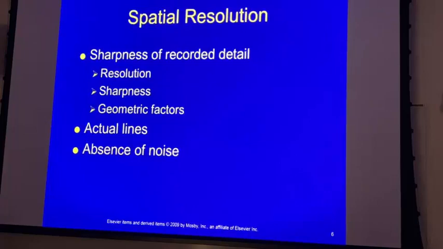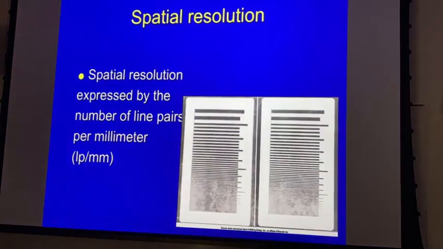So we talked about sharpness for recorded detail being your resolution, sharpness, geometric factors, your actual lines, along with the absence of noise. If you've got an image that is dominated, in this case, by quantum mottle, you're going to have a lack of resolution. For contrast resolution, whenever we have a lot of scatter radiation, what we're going to lose is the ability to see that resolution, right? Fog.